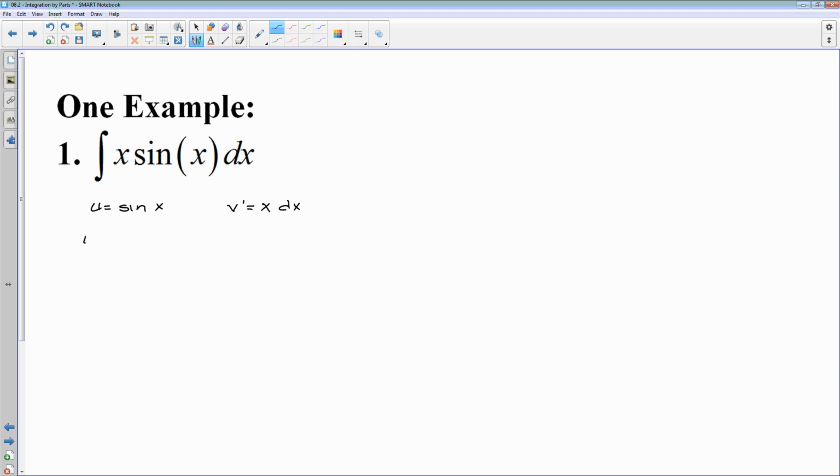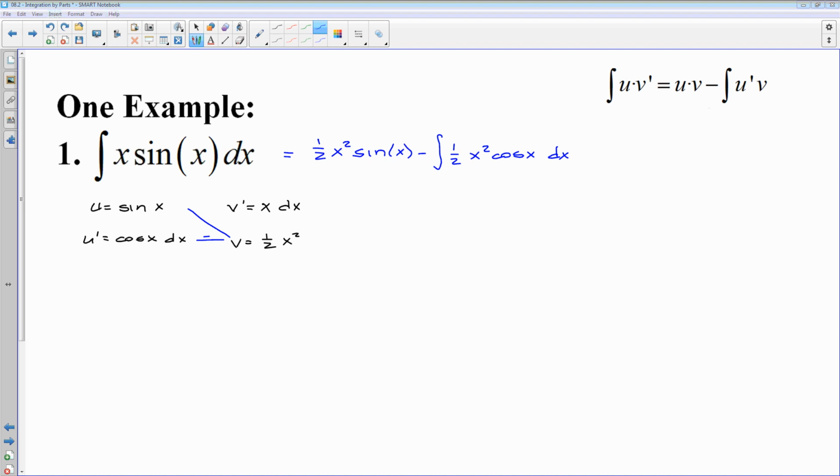Well, then when I do my derivative, the derivative of sine x would be cosine x dx. The antiderivative of x would be 1/2 x squared. And then I'm going to put that into my integration by parts formula. All right, there we go. I paused it and worked it out real quick.